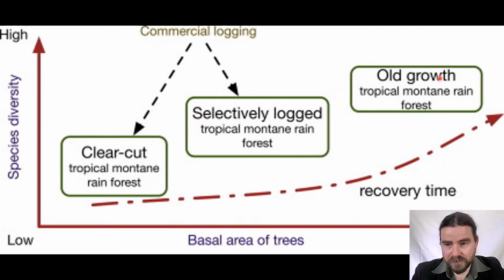Go right to the other end here, old growth, so like old rainforests that haven't been cut down at all, and they have the most species diversity. And then in the middle, selective logging is not as bad as clear cutting, but it's not as good as just leaving the forest alone. So that shows you what clear cutting, selective logging, and leaving the old forest alone does for biodiversity.